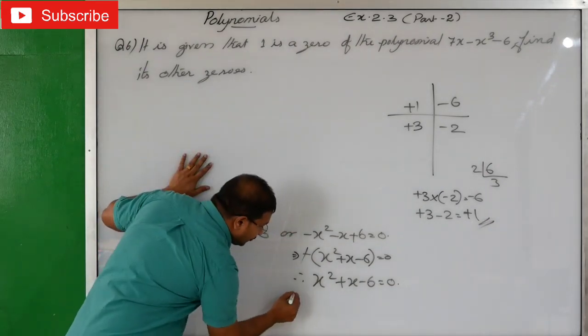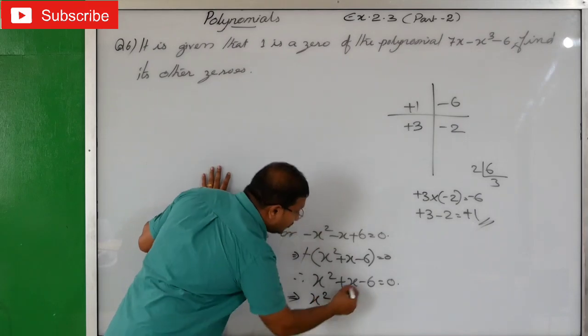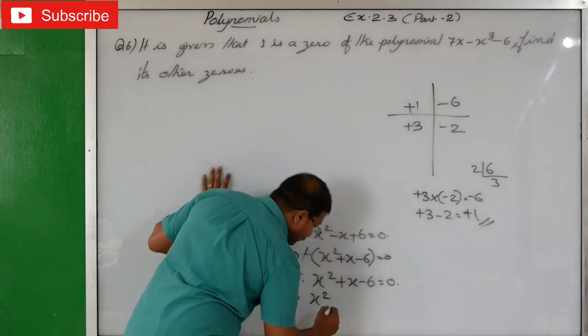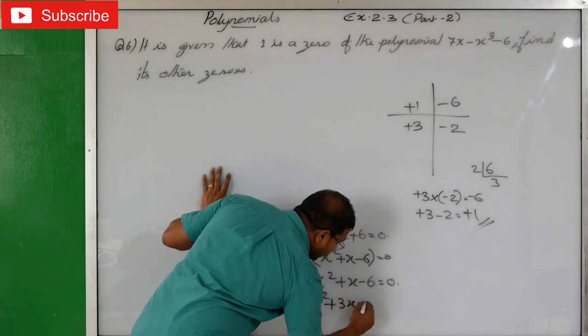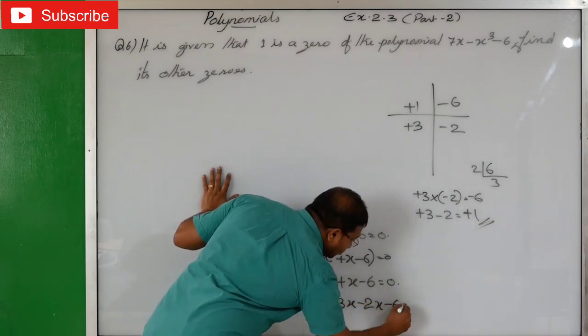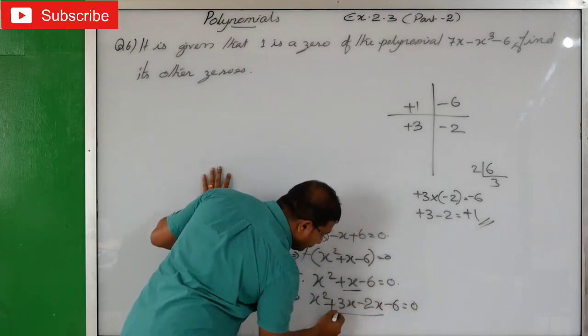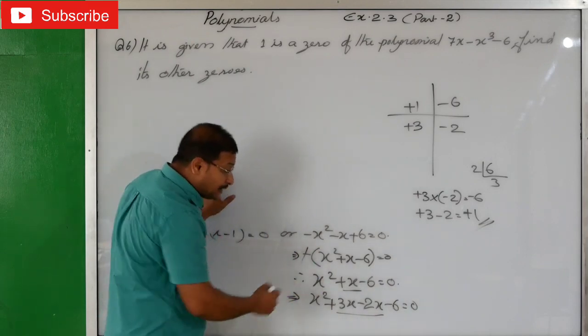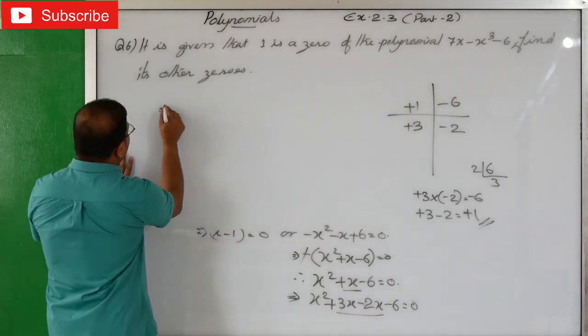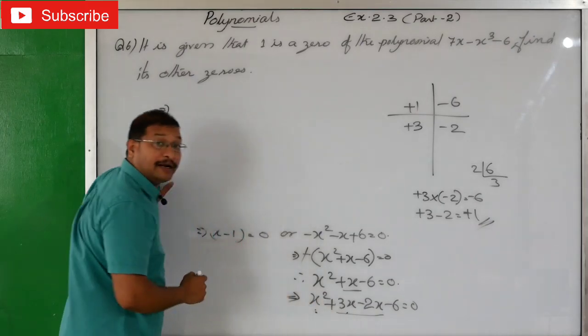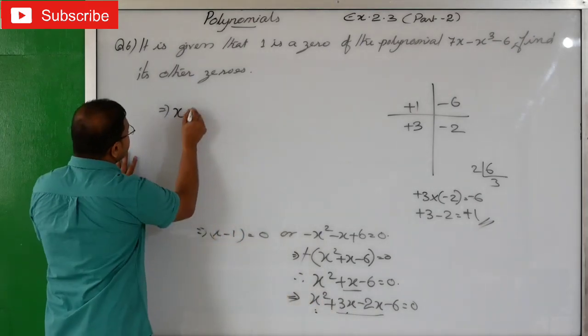So this implies what can you write? x square, in place of plus x, what will you write? Plus 3x minus 2x minus 6 equals 0. In place of x we wrote plus 3x minus 2x. Ready? So this implies from the first two terms, what can you take common? x. Bracket.